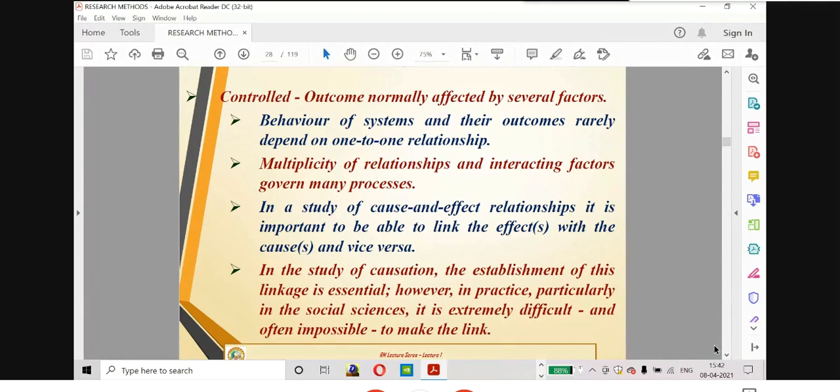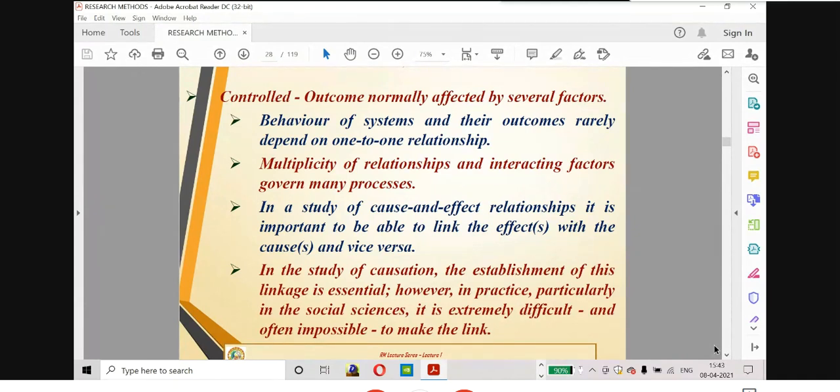What are those factors? The behavior of systems and their outcomes rarely depend on a one-to-one relationship. You cannot really say that there is one cause and one effect. There may be one effect but several causes. Similarly, there may be one cause and several effects. So you cannot say there is a one-to-one relationship. Multiplicity of relationships and interacting factors govern many processes. This is very clear in all systems, especially in our engineering systems.